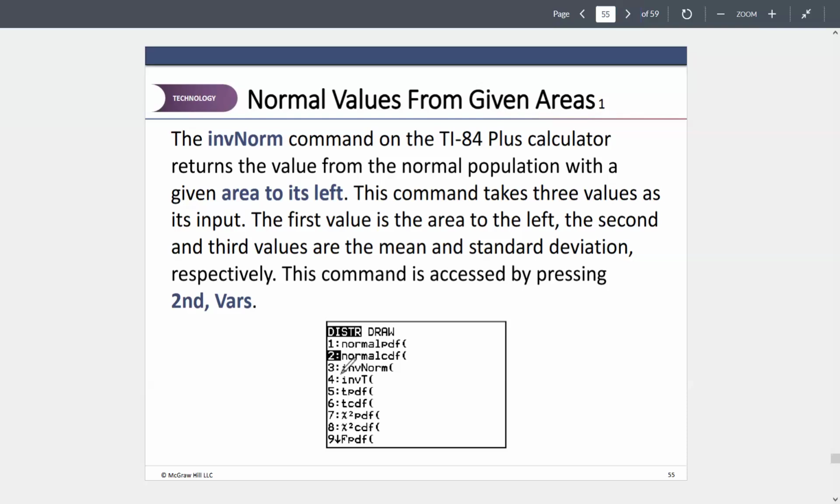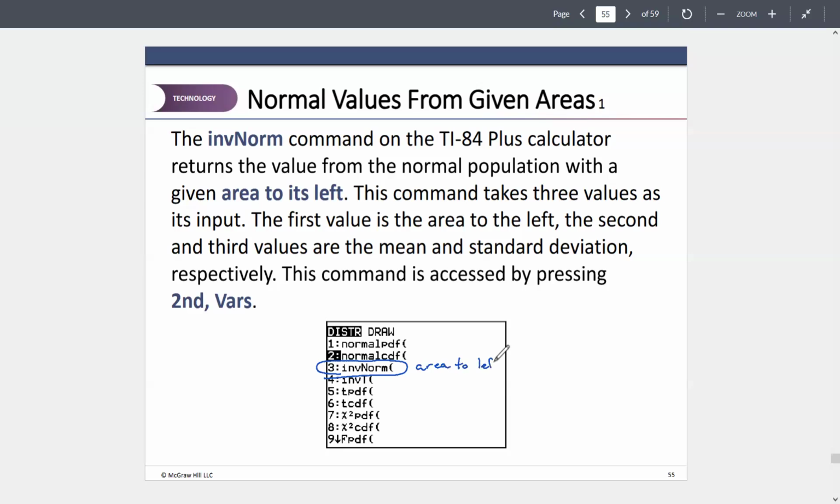Unfortunately, the image that they had was marked wrong, but this is the one we're looking for: invNorm. So this is going backwards. This is always going to give you, you need to find an area to the left. This command takes 3 values as its input. The first is the area to the left.